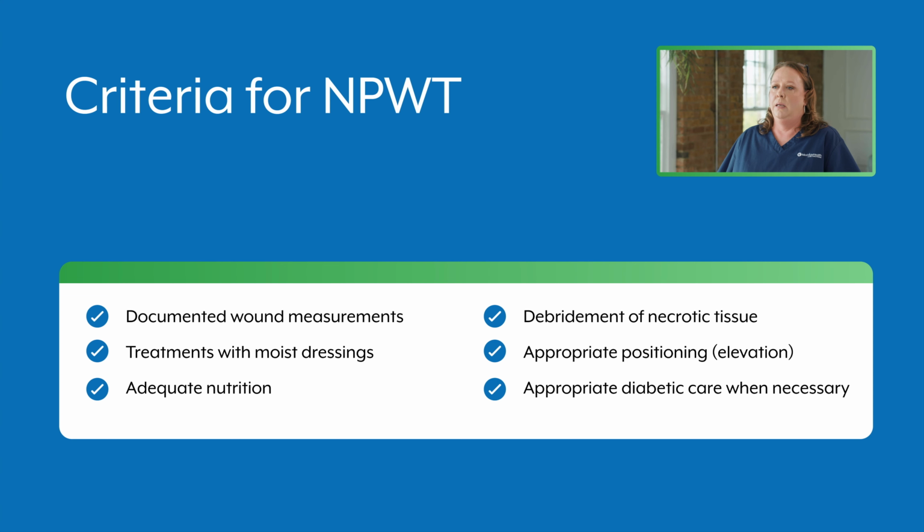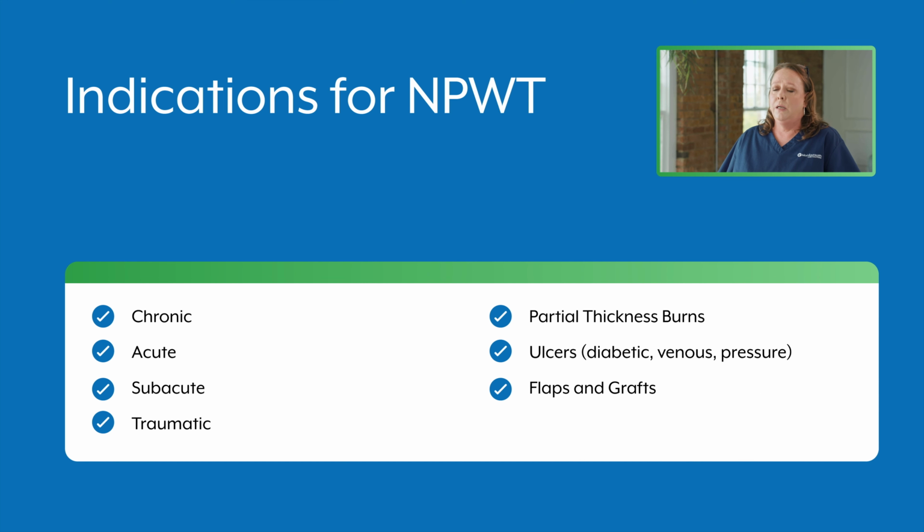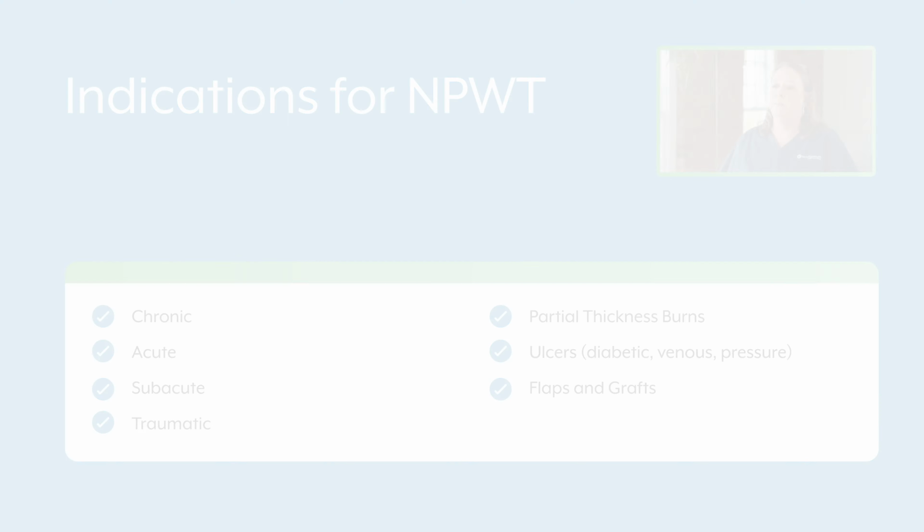There is certain criteria that must be met prior to receiving negative pressure wound therapy, including documented wound measurements, treatments with moist dressings, adequate nutrition, debridement of necrotic tissue, appropriate positioning, elevation, and appropriate diabetic care when necessary. Indications for negative pressure would include chronic wounds, acute, subacute, traumatic, partial thickness burns, ulcers such as diabetic, venous, or pressure, flaps, and grafts.